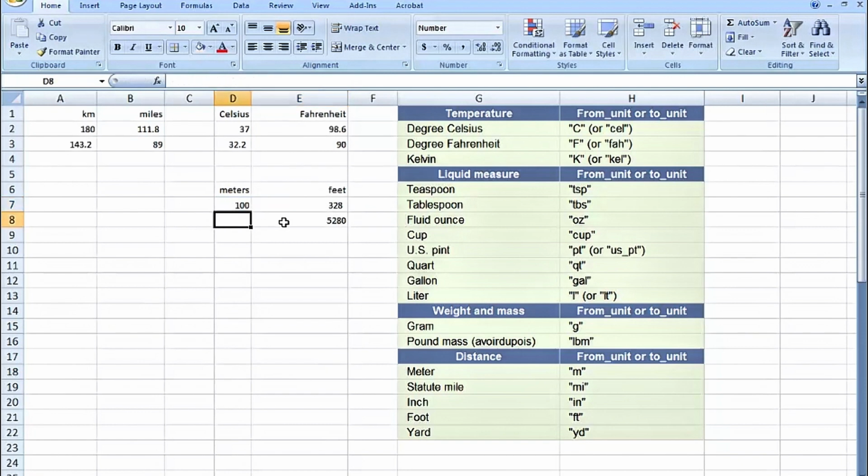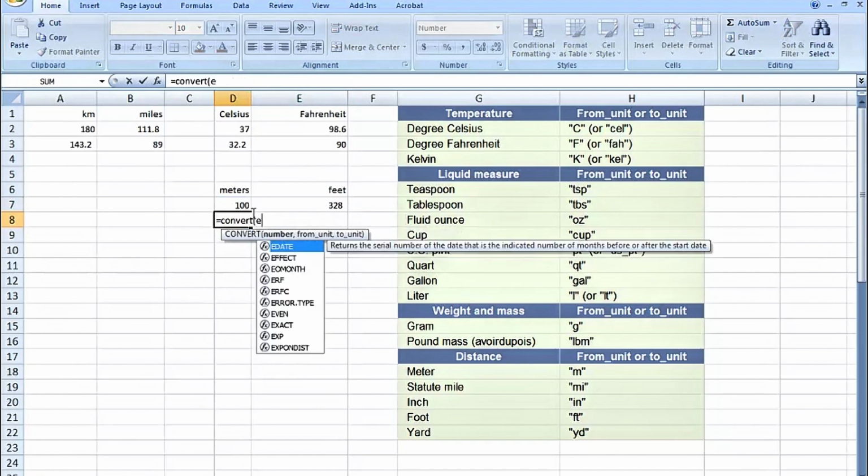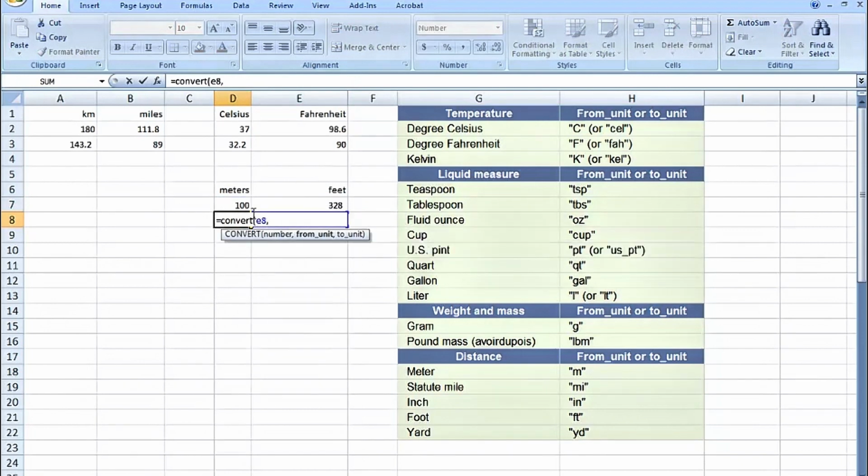And of course, this is a mile as we know it. 5280, how many meters in a mile, or how many meters in this many feet? And that's in cell E8. And we're moving in this case, double quote ft, double quote comma, double quote m, double quote. So 1609.3 feet in a meter.